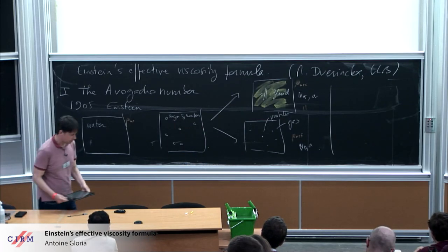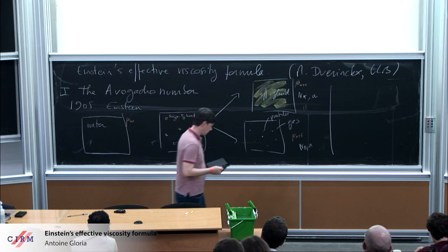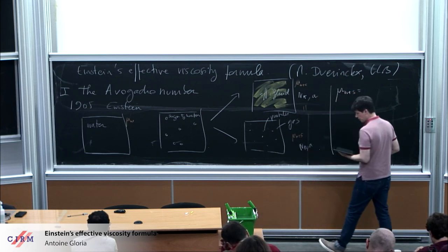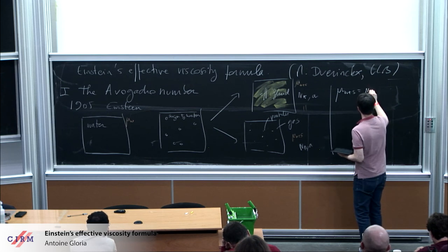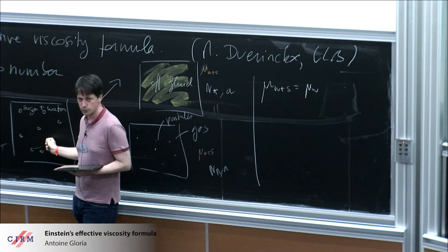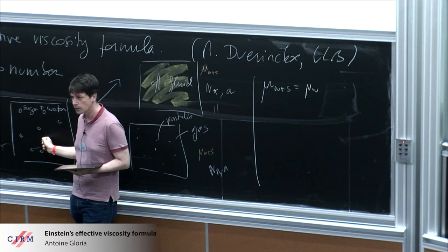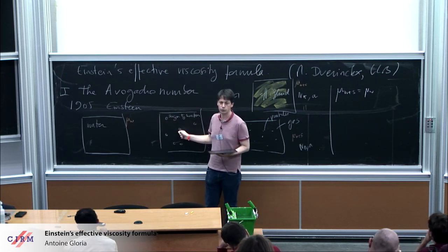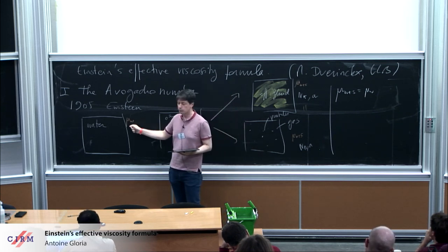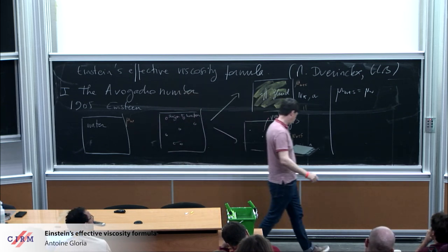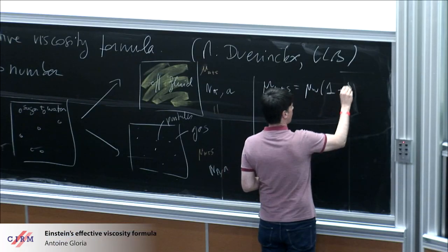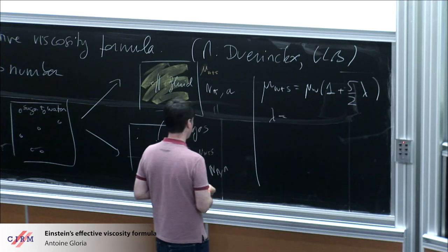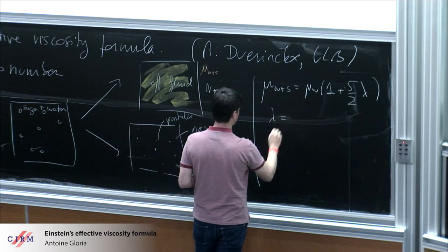So you need two formulas. The first one is the one I will mostly talk about in this talk. That's that one. So you have that. The thing is you don't put much sugar in it. So there's not much sugar, but at first order, the viscosity should be the one of the water. If you have a density of sugar lambda, which is very small, the equivalent viscosity should be the viscosity of the water. And then you have a correction. And that's the correction, where lambda is essentially the volume density of sugar.